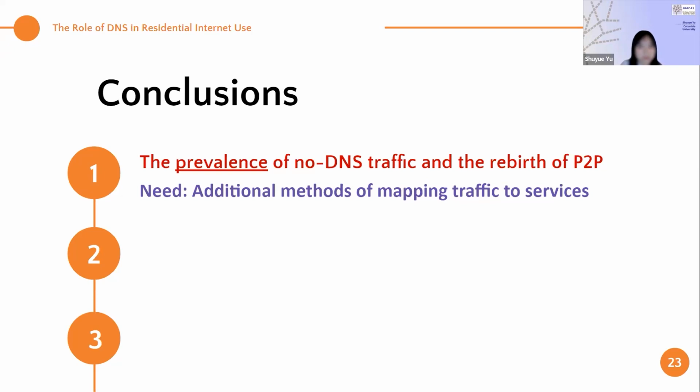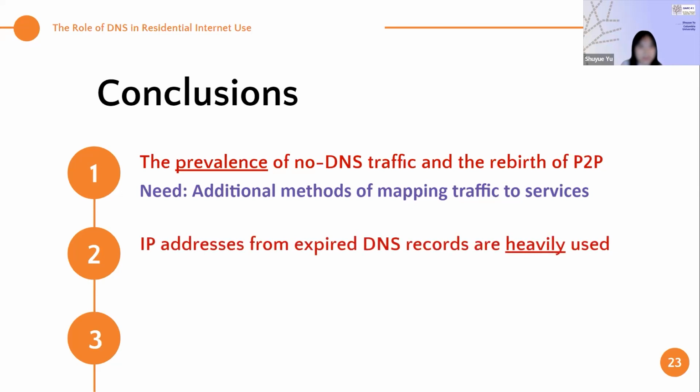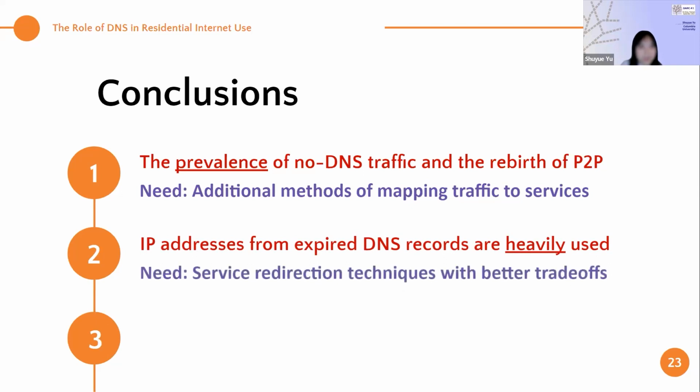We also showed the prevalent use of IP addresses from expired DNS records. 13% of connections in our dataset start after DNS record expiration, and 80% of traffic to Microsoft is sent at least 5 minutes after DNS record expiration. This demonstrates that we need better service redirection techniques.